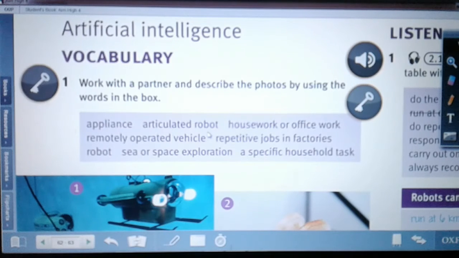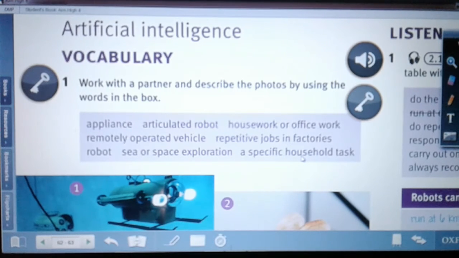Okay, next, repetitive jobs in factories. Repetitive jobs in factories, basically the things that you have to do so many times, and it becomes boring because you do the same thing over and over again. That's why it's called repetitive. Okay, next, robot. Robot is basically a machine that was created to perform complicated tasks or complicated jobs that we humans can do.